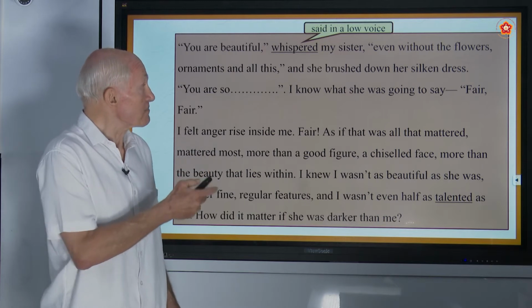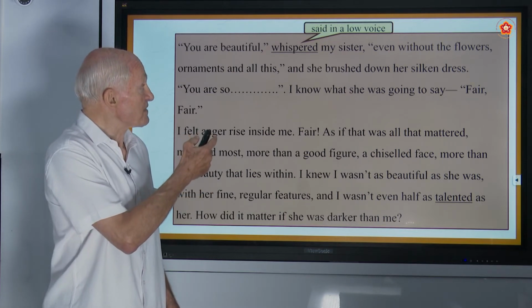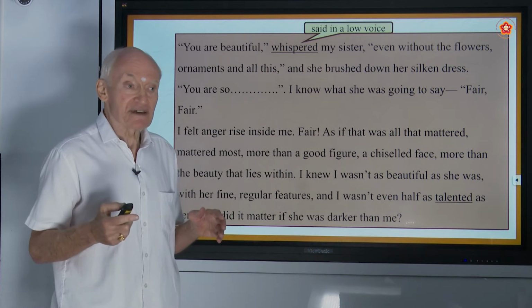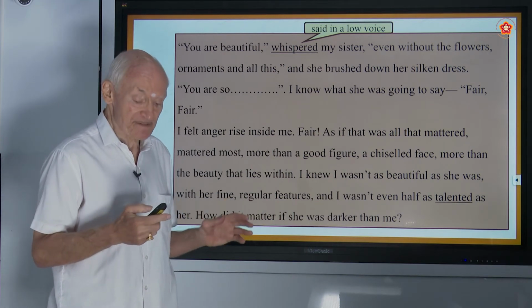So let's go through the vocabulary quickly. "You're beautiful," whispered my sister. So Ardhana said, "You're beautiful," in a whisper.